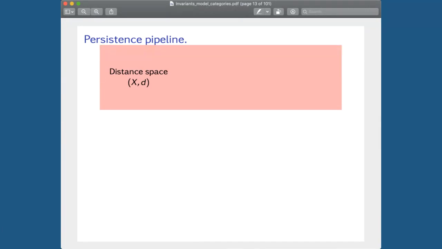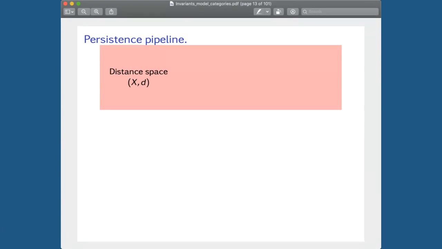So an input is a finite set together with a distance on this set, possibly a metric, but not necessarily satisfying the triangle inequality. It could be like cosine distance.